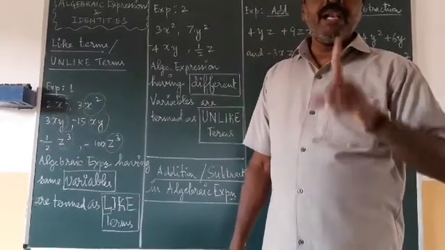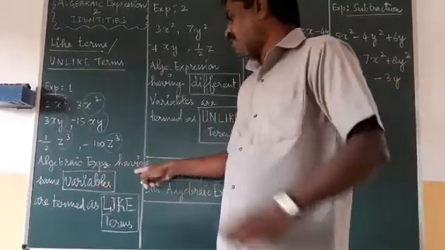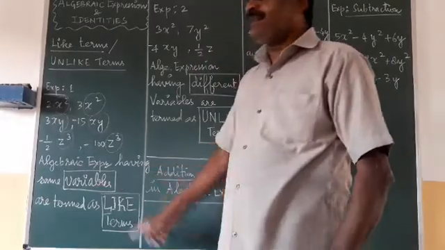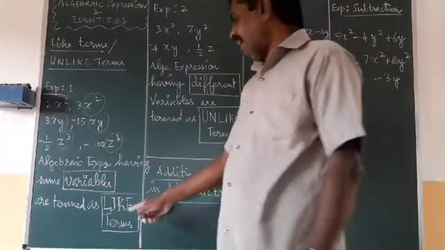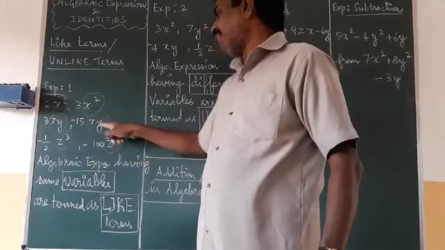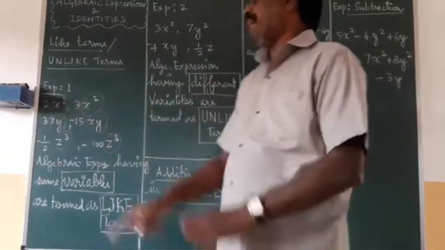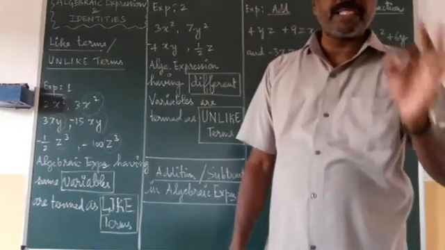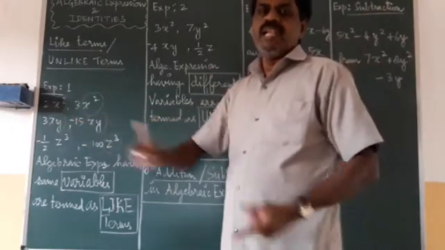If the variables are same, algebraic terms having the same variables are termed as like terms. Z cube, xy, x square: the variable parts are same, so they are called like terms.